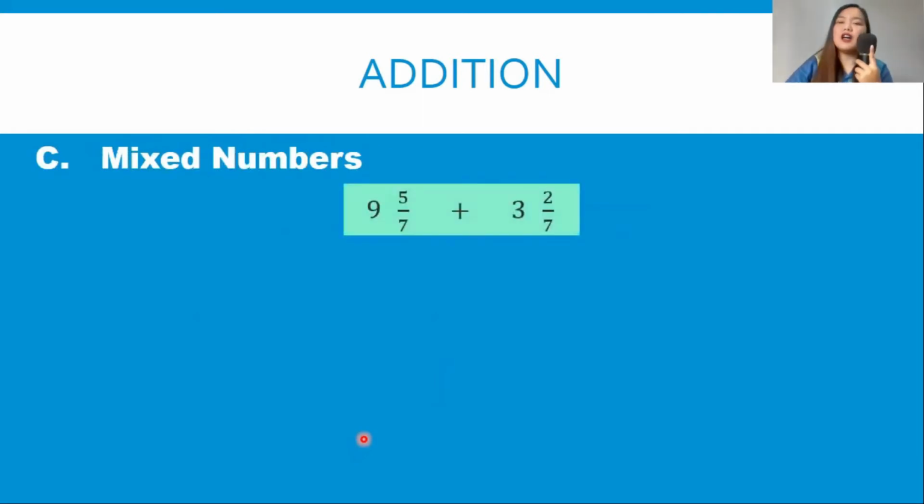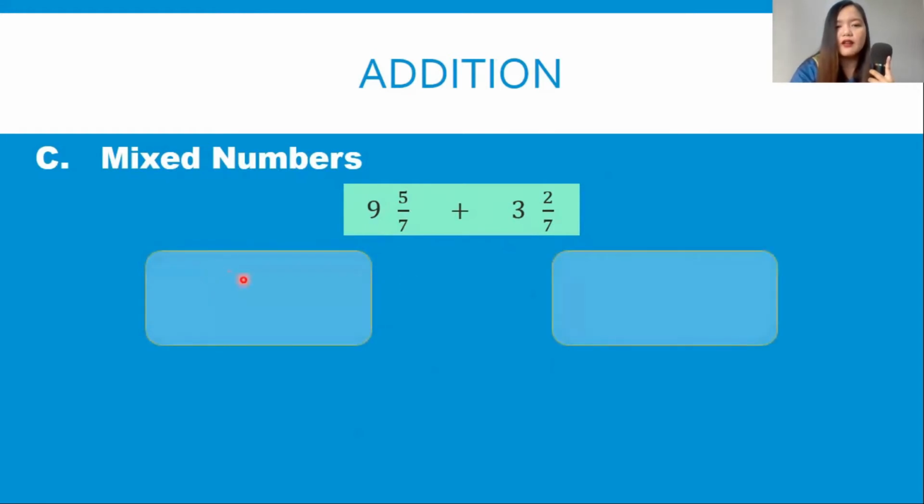Okay, now mixed numbers. I have a technique on how to add mixed numbers, but take note, do not be confused. Since we know that mixed numbers are composed of a whole number and a fraction part, separate the whole numbers and the fractions. On this side are the whole numbers, and this side is the fraction.